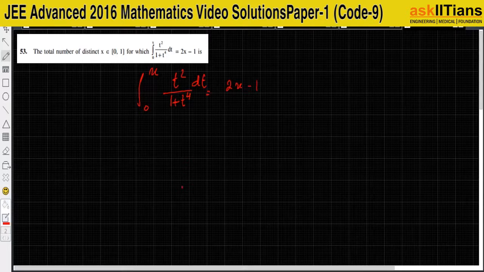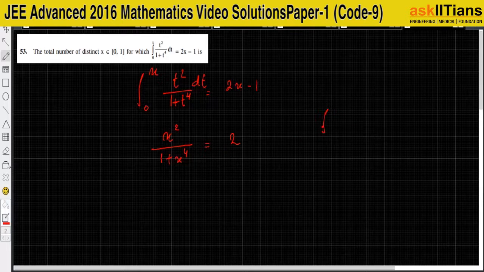So the derivative of antiderivative rule says that if I differentiate both sides, I put the value of t equal to x, right? So I'll get this as the differentiation, and this is equal to 2. If I differentiate both sides, I'll get this equal to 2.